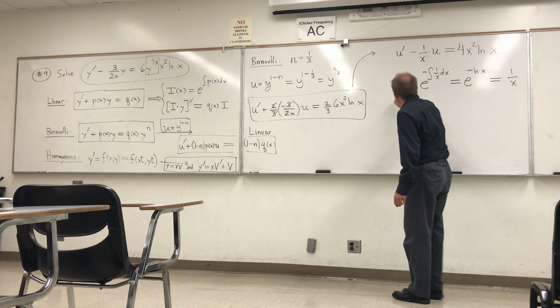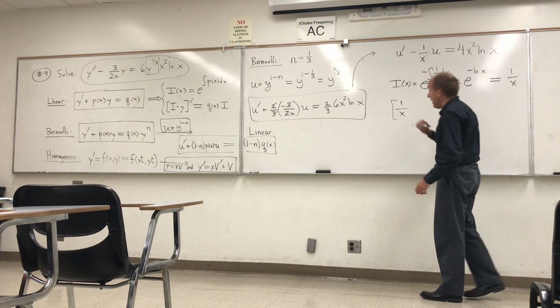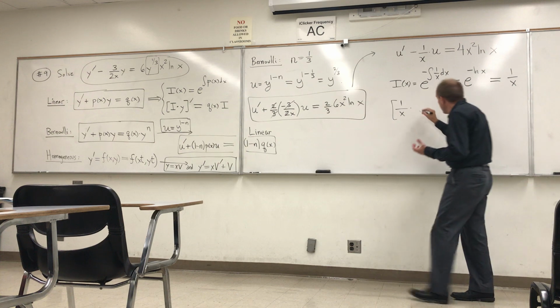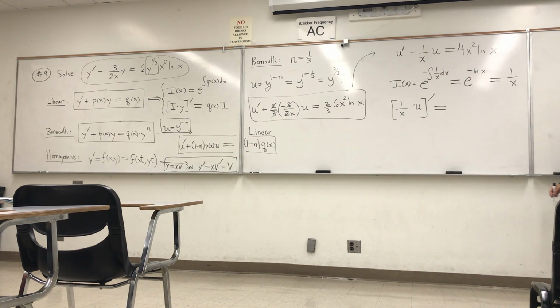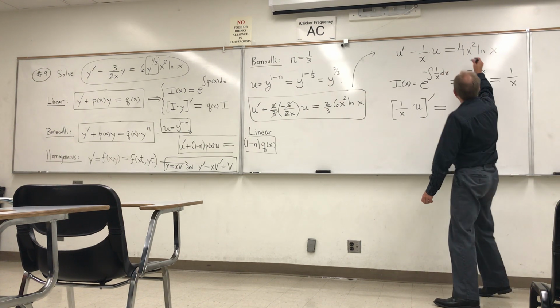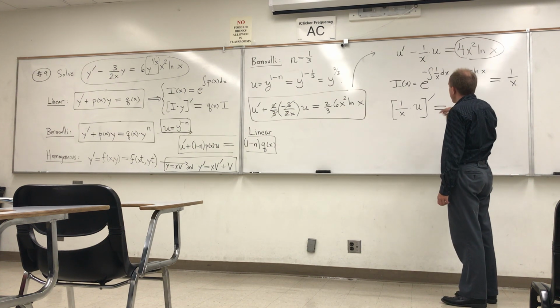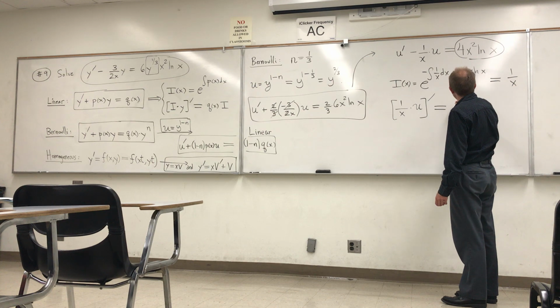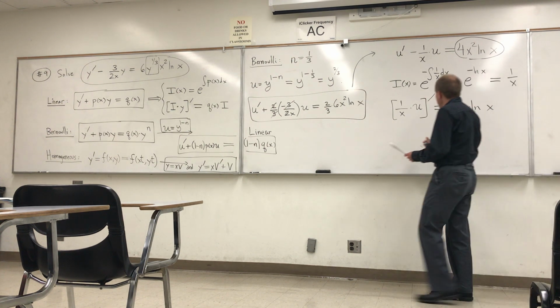Absolutely right. Okay, so now I'm going to write down my product rule derivative. 1 over x, which is I, times my unknown function, which at the moment is u. We have the derivative of that product equal to q of x. So here's q of x right here. It's on the right-hand side of this part of the problem, but we have to multiply that by the 1 over x, so it just becomes 4x ln of x. Okay? All right, great. And so then the next step is going to be to integrate both sides.